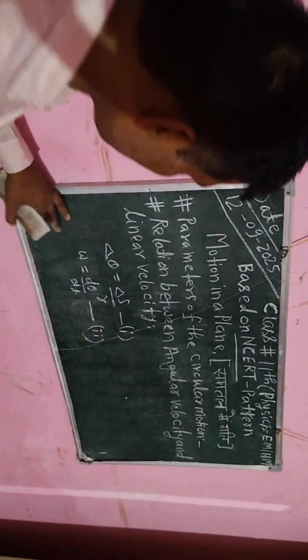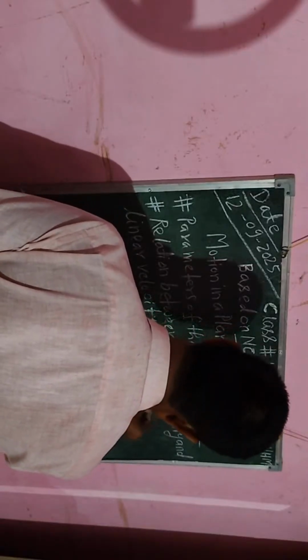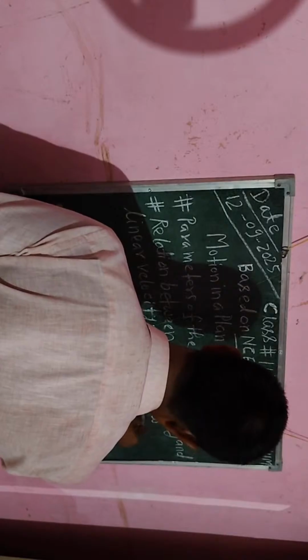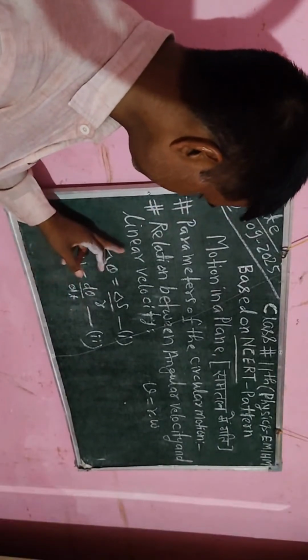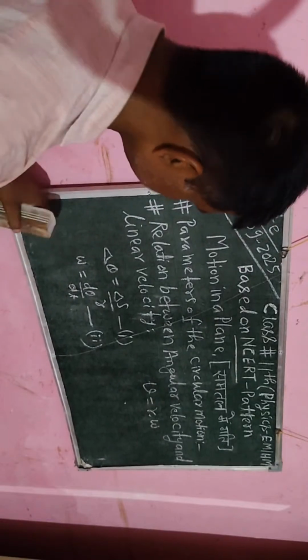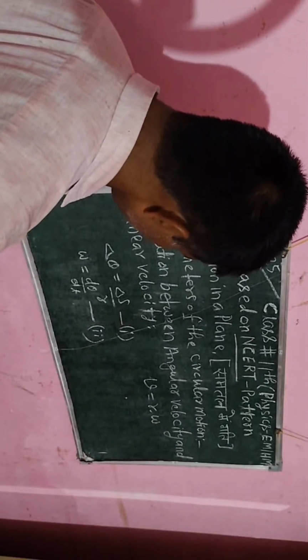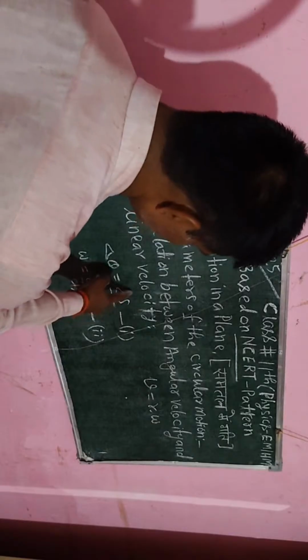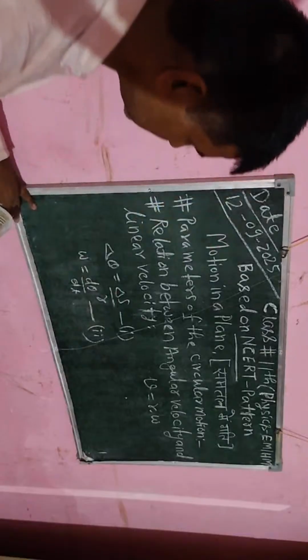That is, we have to define the expression v equal to r into omega. Now omega is available, so I will divide the first equation by the second. After dividing, I will get the term dr divided by dt, ds divided by dt, that is the velocity.